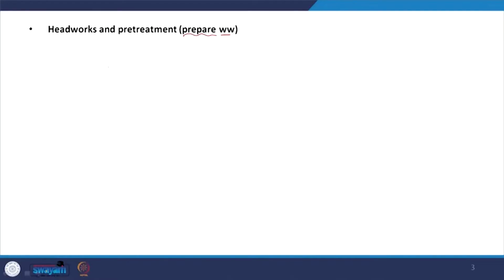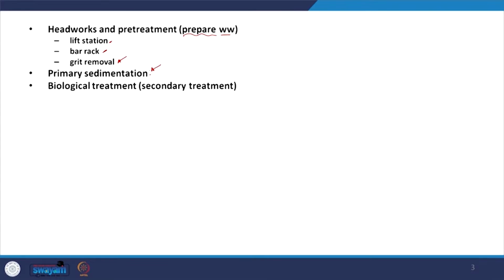So, you want to prepare the wastewater and also increase the head available so that the flow can go by gravity. So, you are going to have pumping stations or lift stations, as we just discussed. Bar racks to remove the relevant rags, sometimes toothpaste tubes and so on and so forth. So, coarse removal, then grit removal is also going to take place. We are going to look at that today, and then you will have primary sedimentation, primary treatment. Here suspended particles are going to be removed.